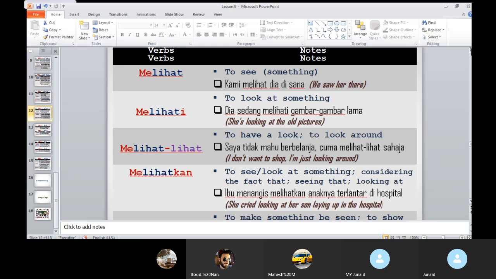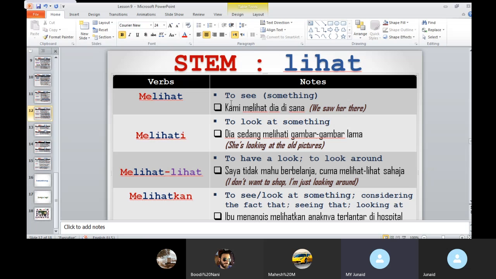Lihat, to see. Melihat, to see something. Kami melihat dia di sana. We saw her there. Melihati, to look at something. So melihat is a normal, see something. But melihati, to look at something. So you look at something.